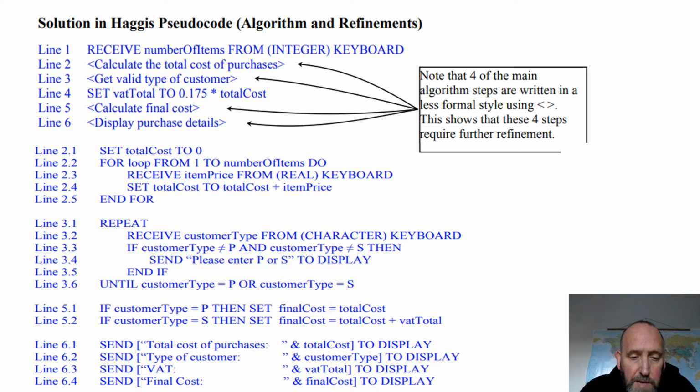Now then, line 5, calculate final cost. If customer type is P, i.e. it's a pupil, then set final cost equals total cost. We do not add the VAT. If customer type equals S, then set final cost equals total cost plus VAT total. Line 6, display purchases, and this is the easy bit. Send total cost of purchases & total cost, and remember the ampersand there, the fancy plus sign, means that this is concatenation. Two strings added together is concatenation. Total cost of purchases & total cost, type of customer & customer type, VAT & VAT total, final cost & final cost to display.